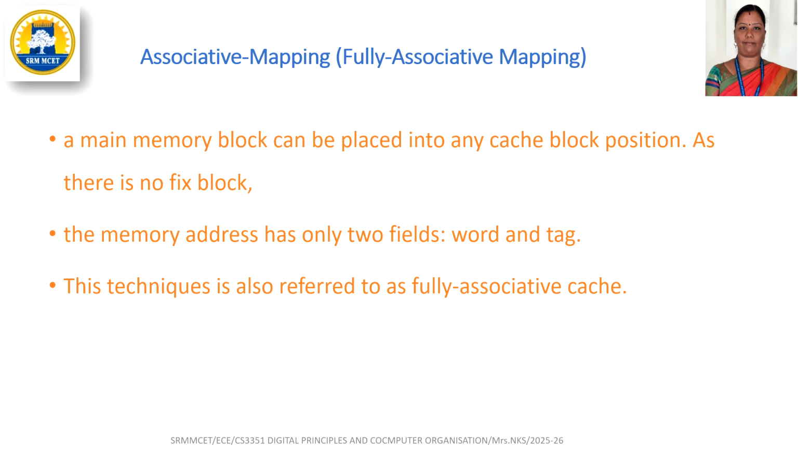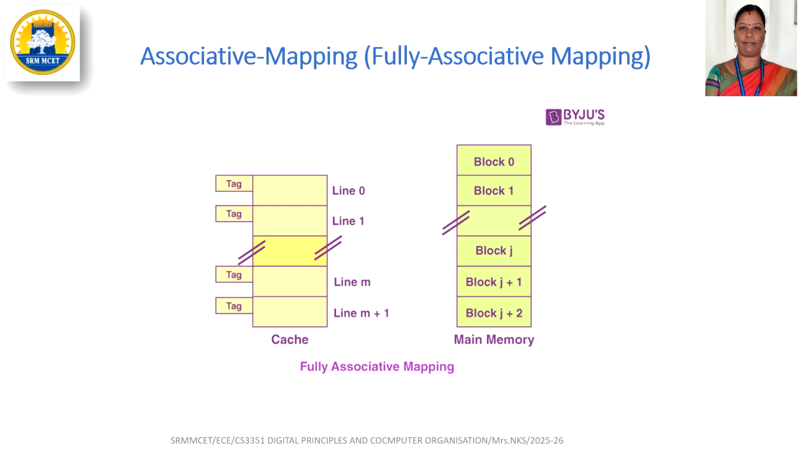In that category we are discussing fully associative mapping. What is fully associative mapping? A main memory block can be placed into any cache block position. As there is no fixed block, the memory address has only two fields instead of three fields like in direct mapping. It has only two fields: one is word and the other is tag. This technique is also referred to as a fully associative cache. This is illustrated in this figure.